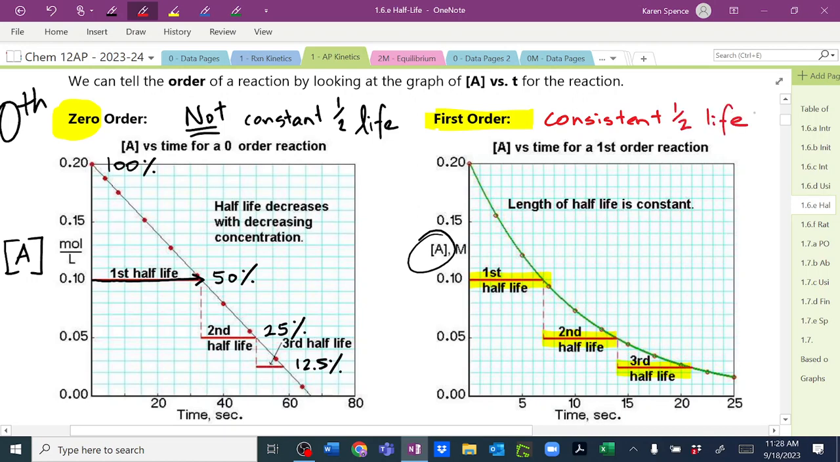And quite frankly, I think this is all AP cares about, is first order half-life. So you can be like, yes, it's nice that 0th order doesn't have a constant half-life. It's nice that half-life decreases over time, but they're probably not gonna ask me about that.